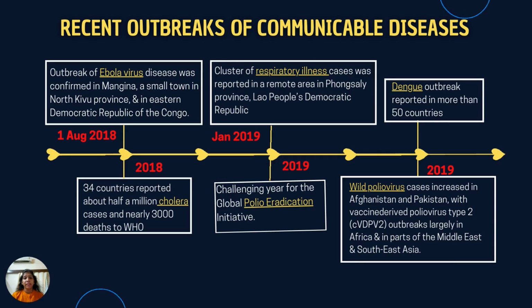Wild poliovirus cases increased mostly in Afghanistan and Pakistan, with vaccine-derived poliovirus type 2, also named cVDPV2, outbreaks largely seen in Africa and in parts of the Middle East and Southeast Asia. Okay, so this is the basic timeline of recent outbreaks, and if you want to read about it in more detail, I've also shared a link to the WHO report, and you can have a look at it.